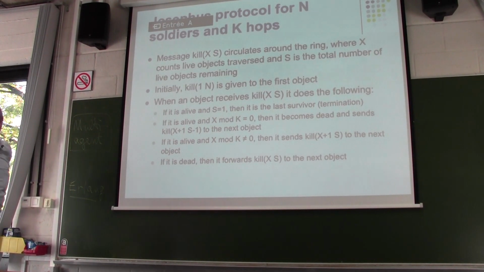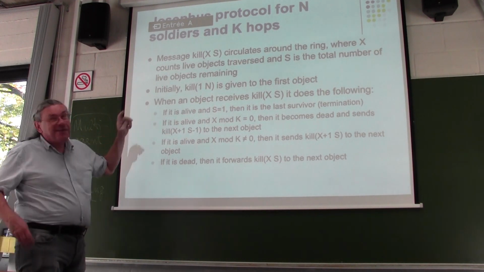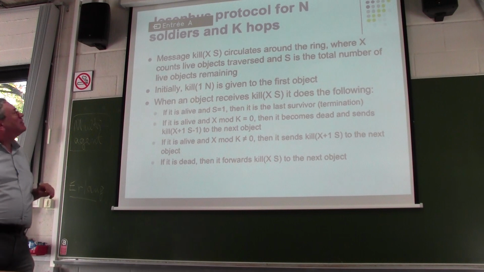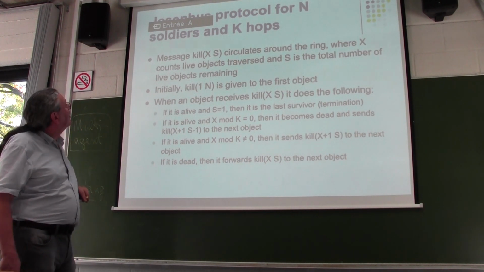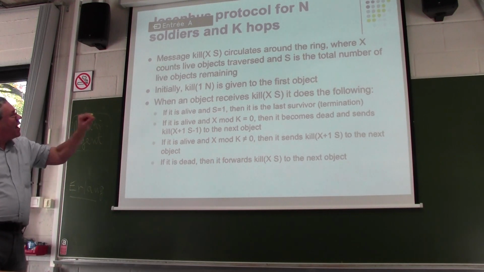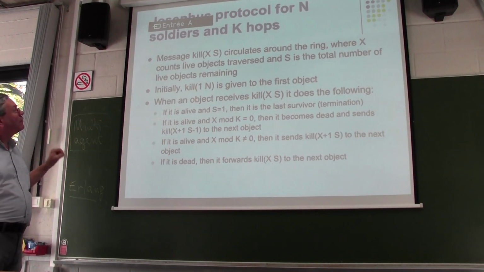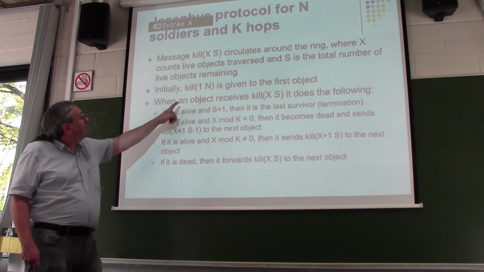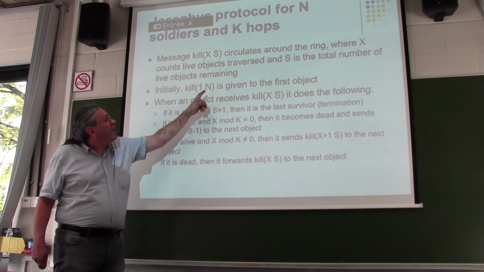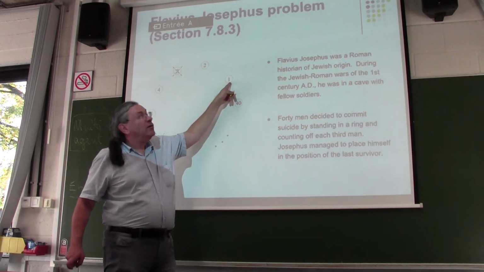So I first define the protocol. Let's say I create a message called kill XS with 2 arguments. X counts how many live objects you traverse: 1, 2, 3, 4, 5, 6. And S is how many live objects are left. So you start by sending kill 1n to the first object. Kill 1n here.